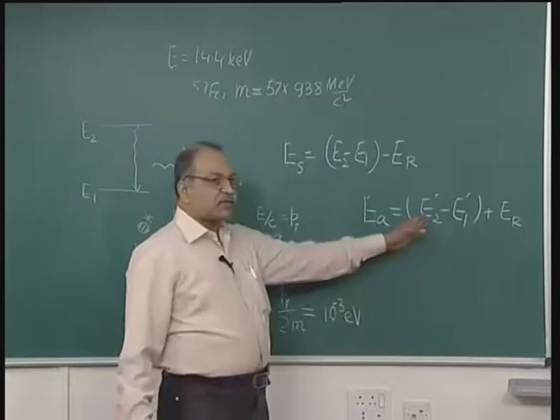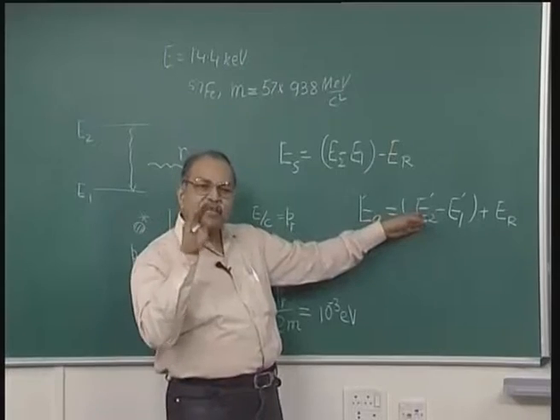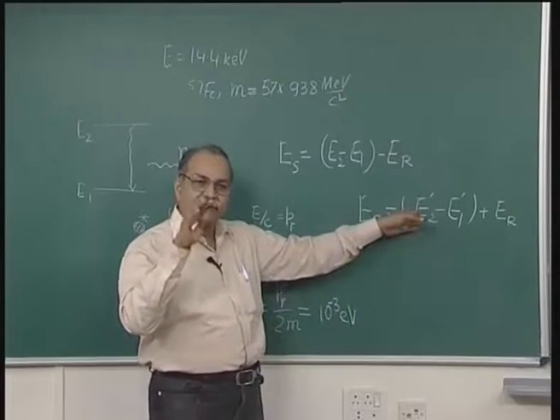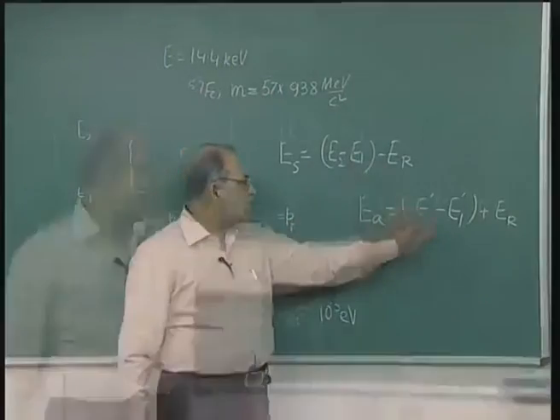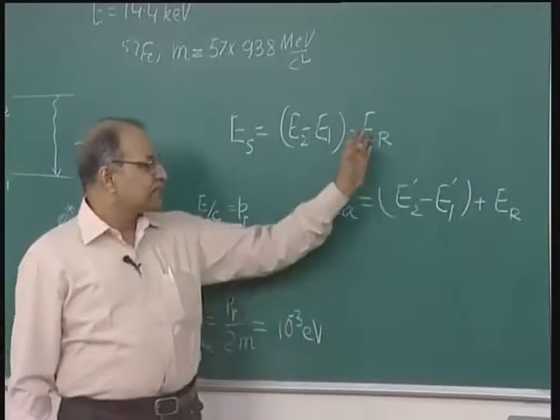The slight difference is because the absorber nucleus is in a different solid. So, there are some changes of the order of 10 to the power minus 8 electron volts, but I am not concerned with that because this is much larger than that, this is around 10 to the power minus 3 eV.